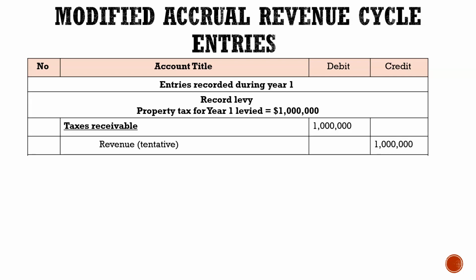So that first journal entry, what are we going to do? Well, we've levied $1 million worth of taxes. So we're going to say we have $1 million in taxes receivable. This is essentially just like what you would do in a for-profit entry, right? You're going to debit or increase your AR. You're going to credit or increase your revenue, right? And notice we put tentative there on the revenue. We know that we may not collect all of that in year one. So we're saying that's a tentative amount of collections. So hopefully this journal entry makes sense. Pretty simple. It's an AR journal entry, right?